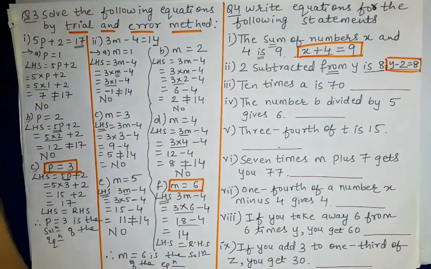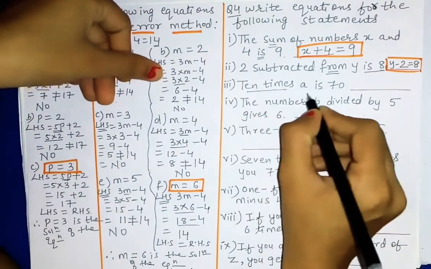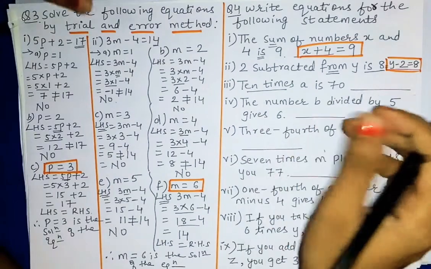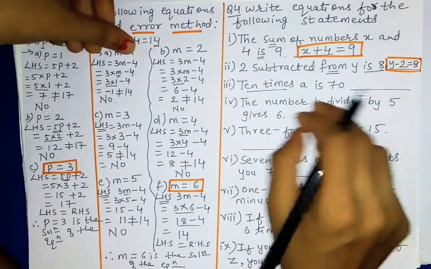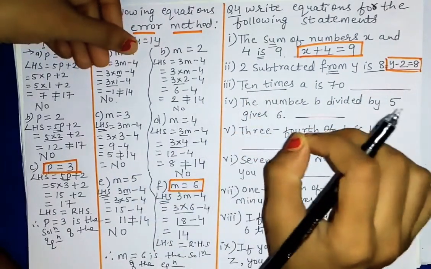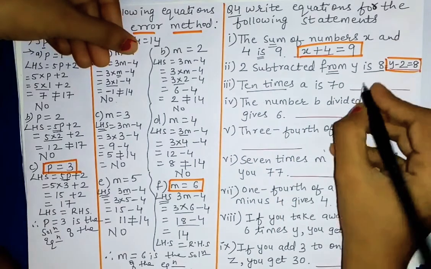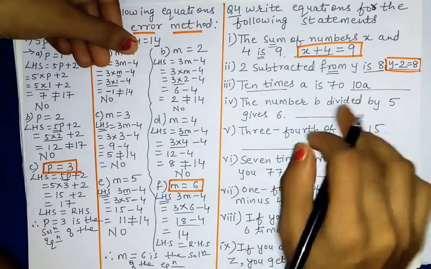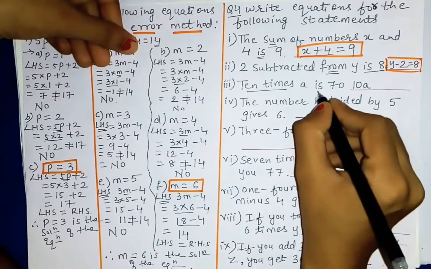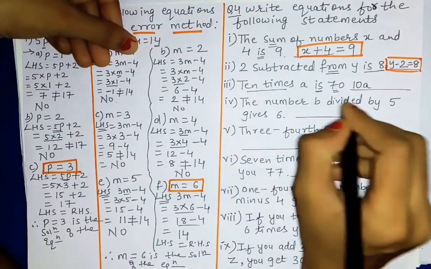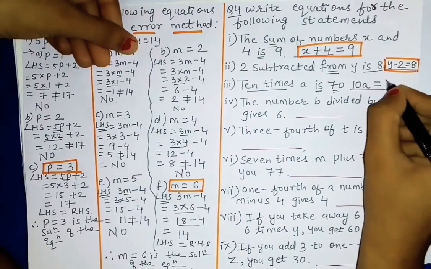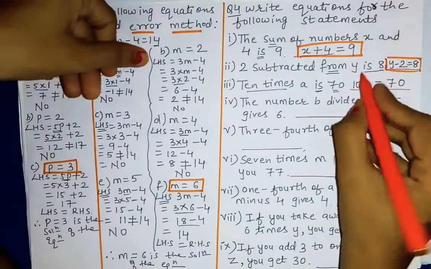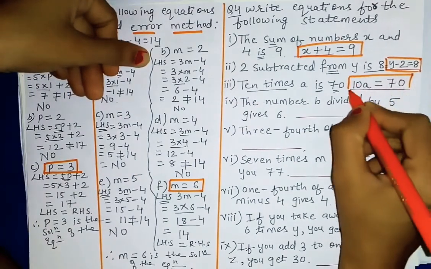Now moving ahead with the third one. They are telling 10 times a is 70. 10 times means we have to multiply by 10. So 10 times a means 10 into a, which means 10a. So 10a, and they are telling is 70. Is means equal to, and 70. So this will be our equation for the third statement.